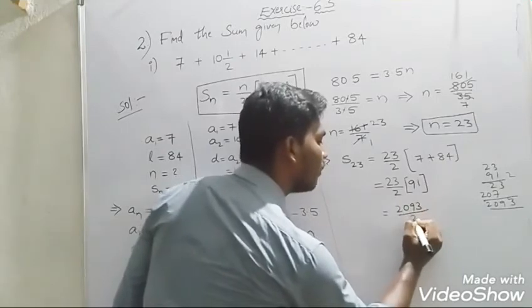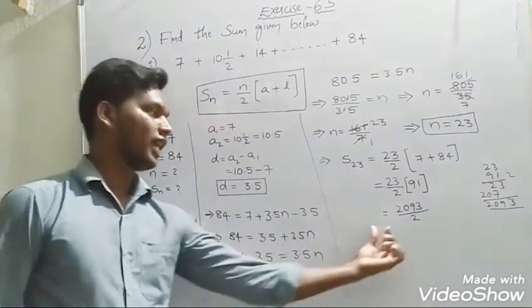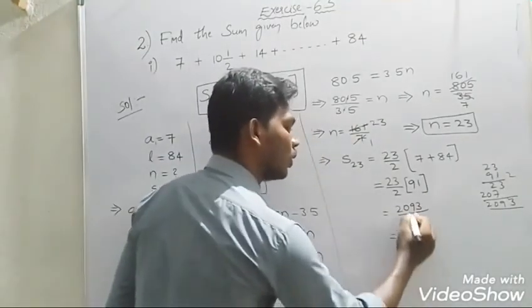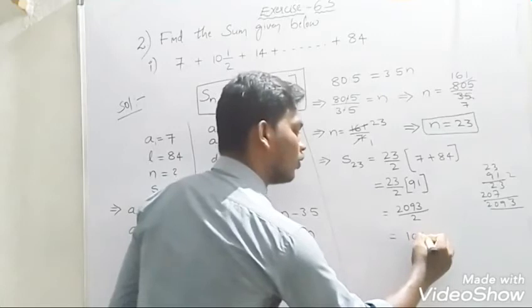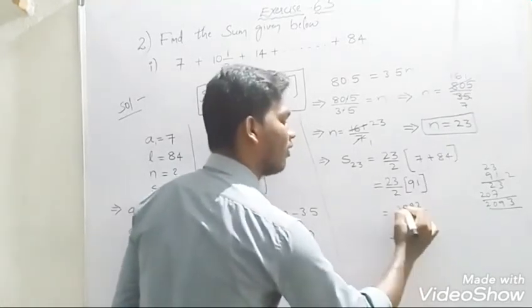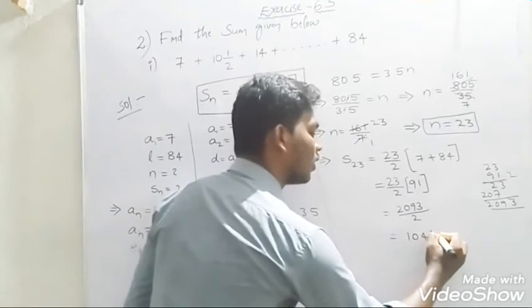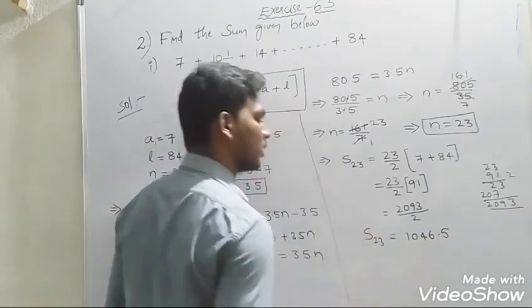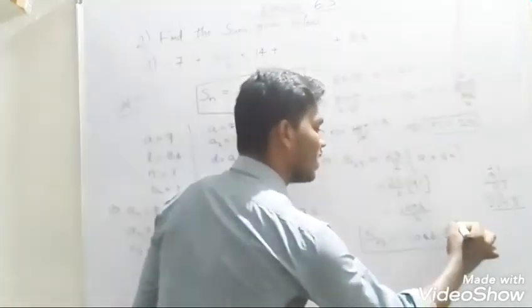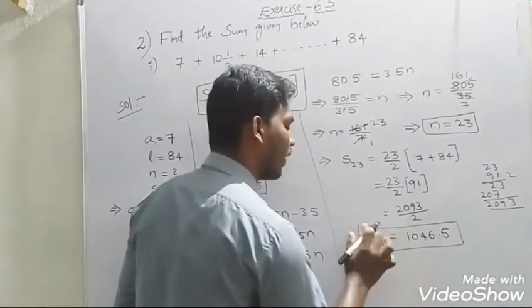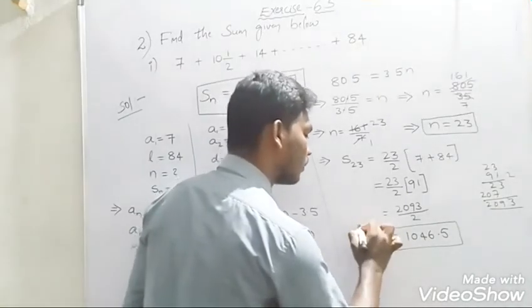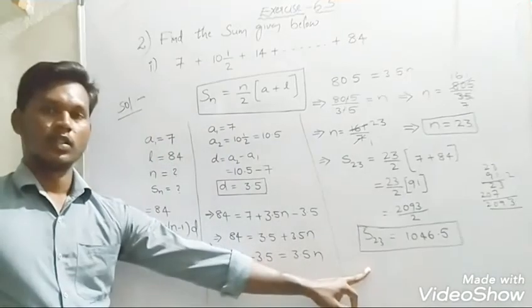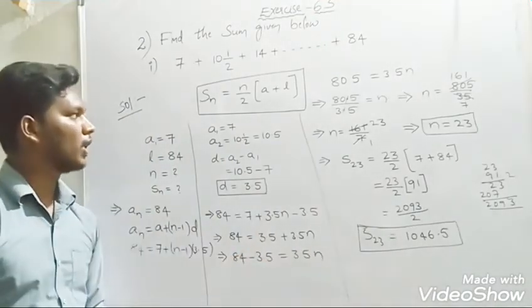2093 divided by 2. So whenever we divide by 2, 2 ones are 2, 0 will be 0, 2 fours are 8, and the remainder will be 1, 13, 2 sixes are 12, 0.5. So the sum of 23 terms is equal to 1046.5. Okay friends, understood? Hope you understood the problem.